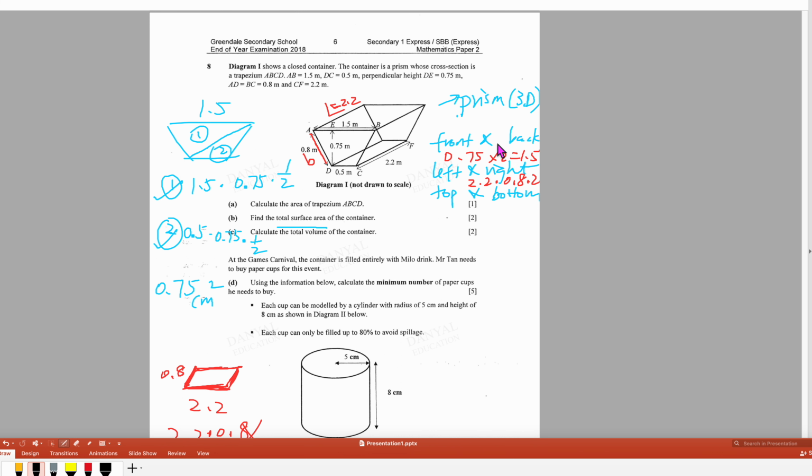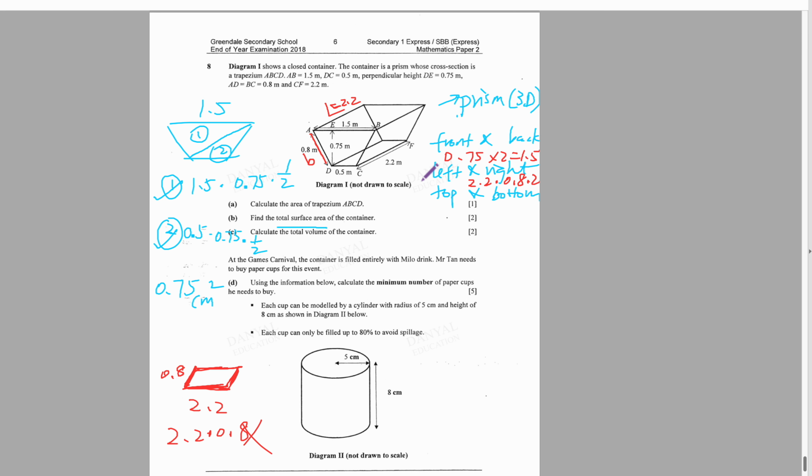So that's why you get 2.2 times 0.8, which is one of them. Then you times 2, and you can solve your left and right. Now it's top and bottom. The top and the bottom over here are not the same. The top is bigger, so it's 1.5 times 2.2. Then you need a plus. Bottom is 0.5 times 2.2. So you add the top and the bottom. This one is 4.4.